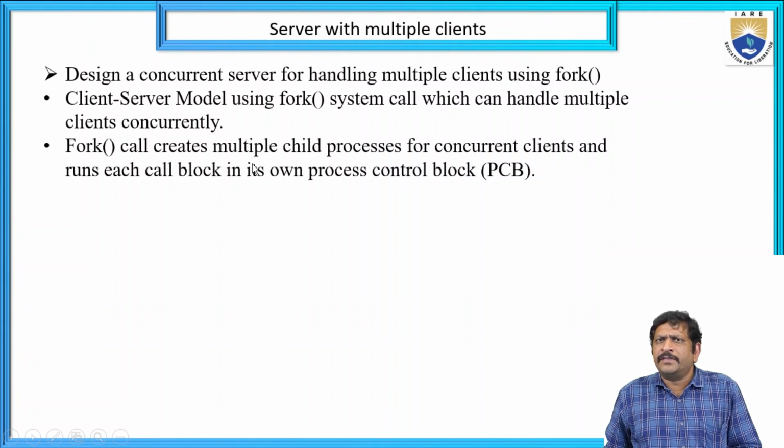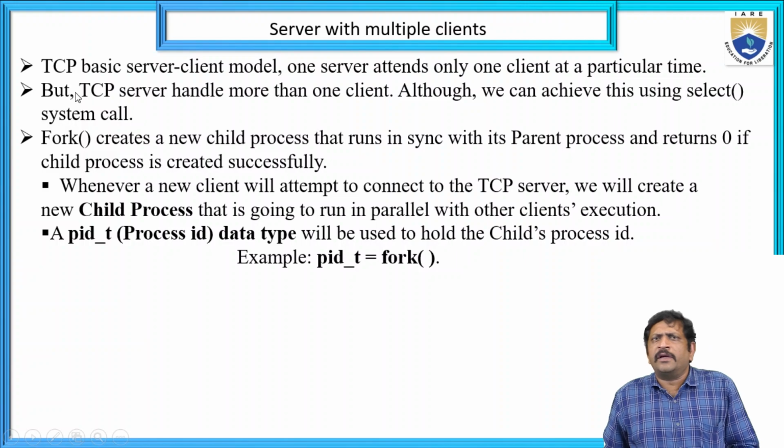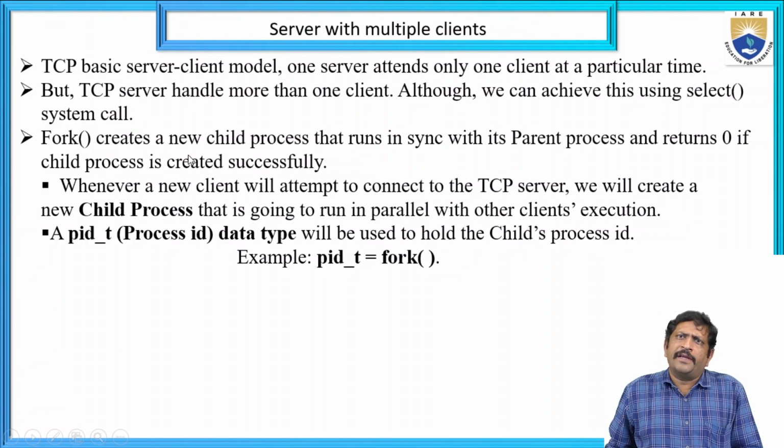The fork call creates multiple child processes for concurrent clients, and each call blocks in its own process control block, that is, the PCB. Here, in the basic client-server model, one server attends only one client at a particular time. But a TCP server handles more than one client in a multi-client server model.